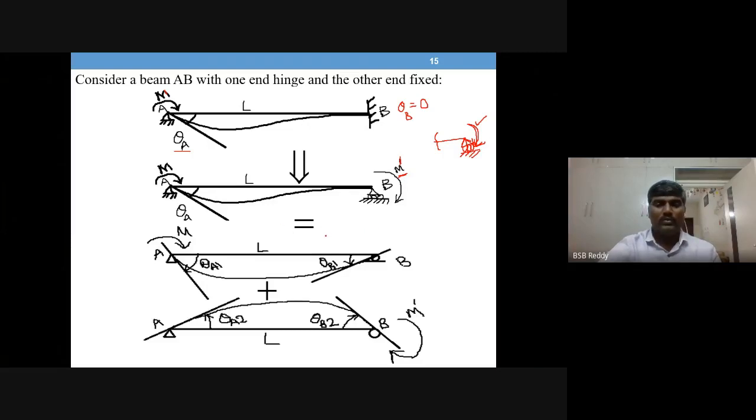Now what you do, there are two moments on a simply supported beam. Now you see there is a simply supported beam, one end hinge and another end roller. So I have two moments applied, at A capital M and at B M dash. So two moments. So I'll take one moment first, then another moment next, then I will add both. That is equal to this one. Okay. So this is what is called principle of superposition.